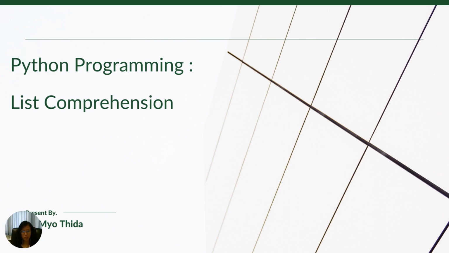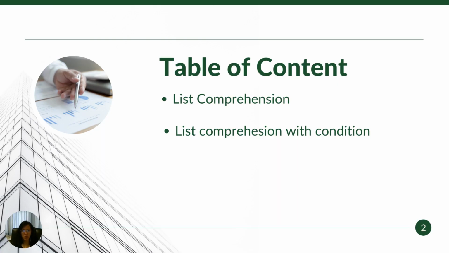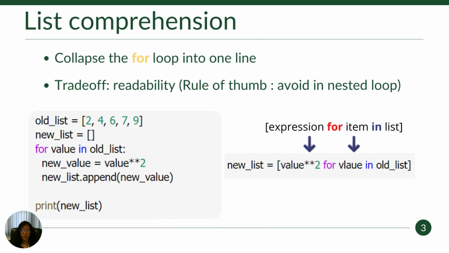Today, let's talk about list comprehension. So, what is list comprehension? List comprehension collects the for loop into one line, like lambda, right? But the trade-off is readability. So, the rule of thumb is simple: if you have a nested loop, try to avoid using list comprehension. Otherwise, you can use a list comprehension here, right?